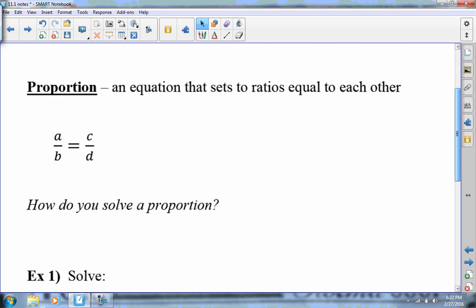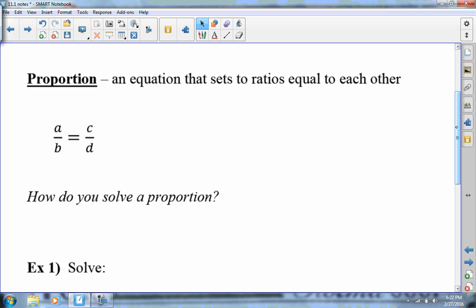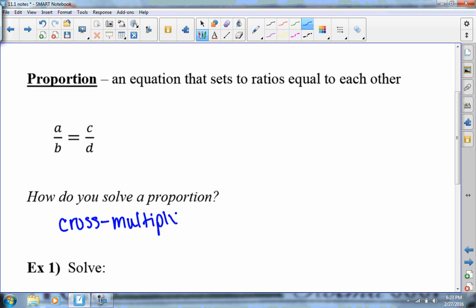And a proportion is really just an equation that sets two ratios equal to each other. Or it's a fraction set equal to another fraction. And the way that we solve a proportion is that we cross multiply. So here, even though we have all variables, when we cross multiply, we will take the a times the d, and then we'll set it equal to b times c. So sometimes students like to draw in that little crisscross.